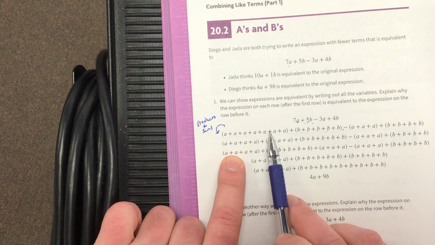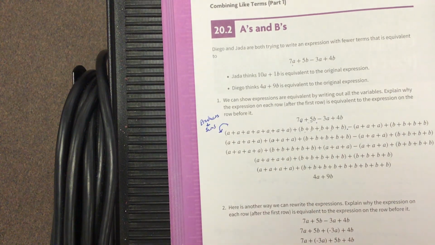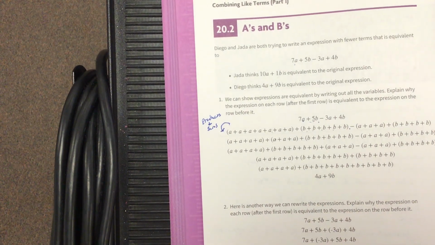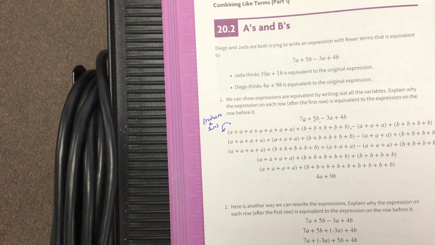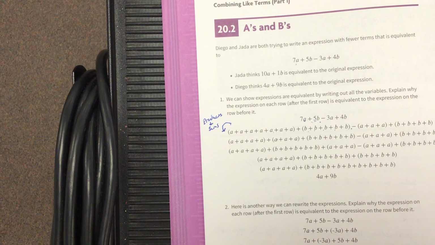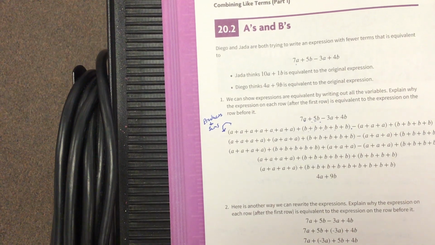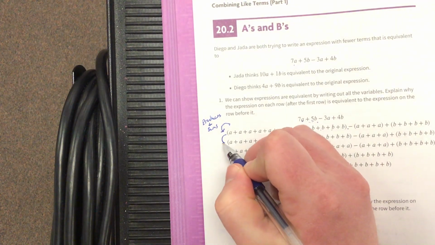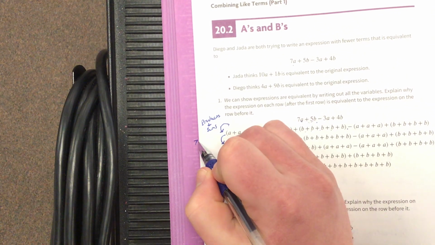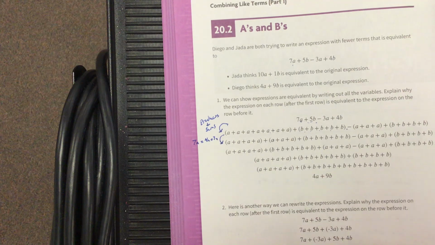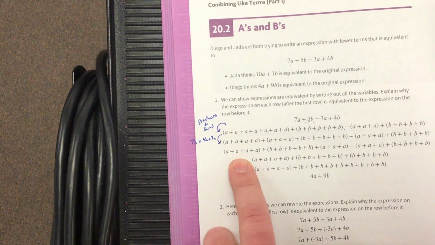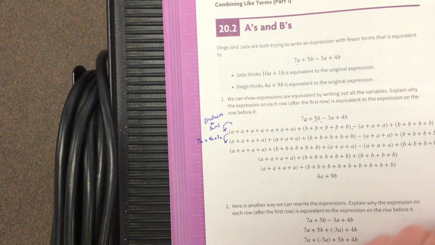Now what did we do from the second row to the third row? What changed? Kellen, what changed? They took the 7 A's and split them into 4 A's and then 3 A's. All right, that's exactly right. So now we have 7A into 4A plus 3A. Why do you think we did that? Why would we do that?